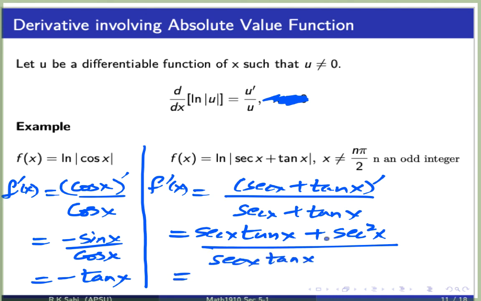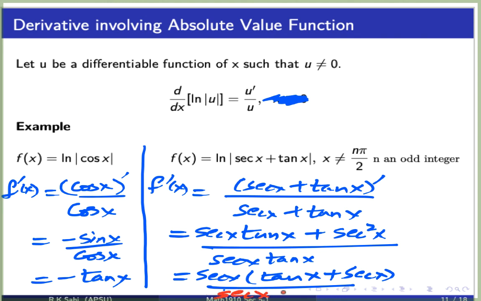Now if you do a little bit more algebra, secant x is common on the top. We can take that out, secant x. We have tangent x plus secant x. The denominator is secant x plus tangent x. Notice this whole expression cancels out. Final answer is simply secant x.